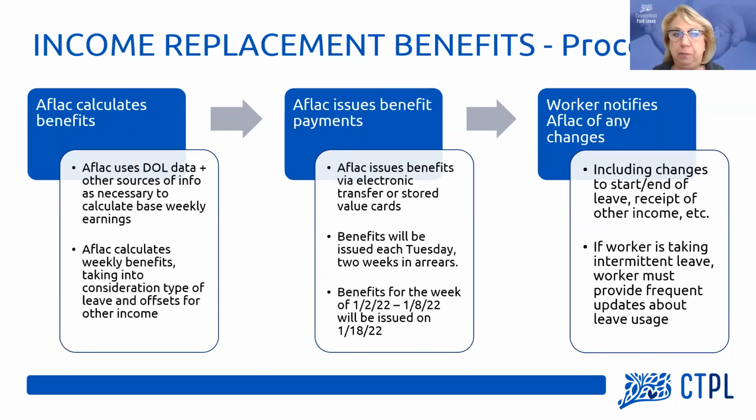So Aflac calculates the benefits by using the Department of Labor data, meaning salary, and other sources of information to calculate the base weekly earnings. Aflac calculates the weekly benefits, taking into consideration the type of leave and offsets for other income. That would be, for instance, PTO. Let's say you have a policy, the first week anyone goes out, they have to be paid PTO. If that's your company policy, you pay PTO the first week, and then Connecticut paid leave would start immediately after that.